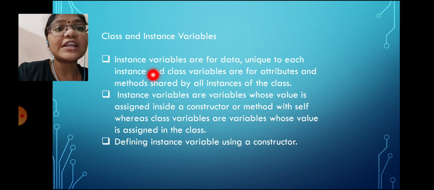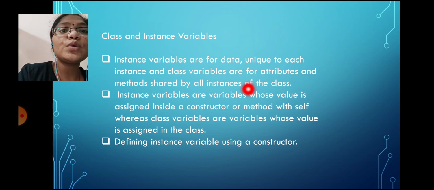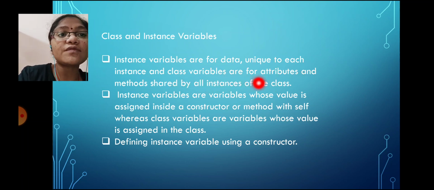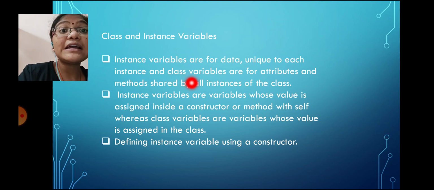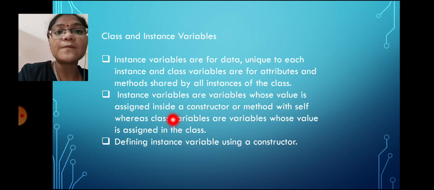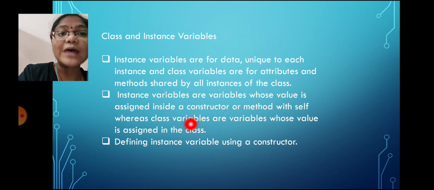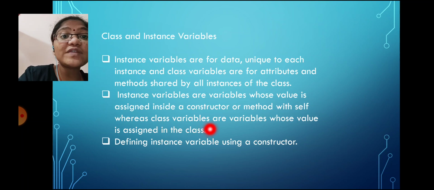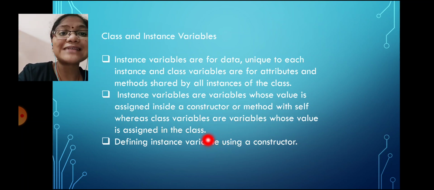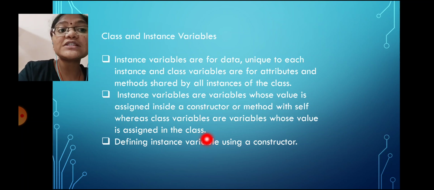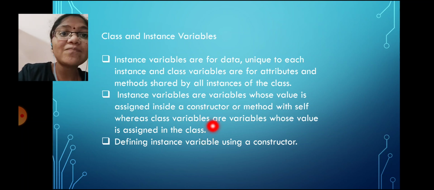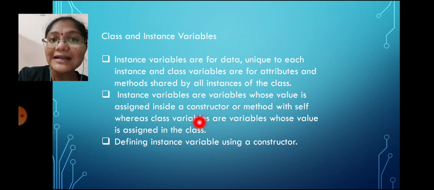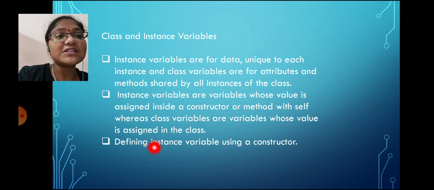Class and instance variables. Instance variables are for data unique to each instance, and class variables are for attributes and methods shared by all instances of the class. The instance variables are variables whose value is assigned inside a constructor or method with self, whereas the class variables are the variables whose values are assigned in the class. If we assign the value inside the constructor, those are known as instance variables.